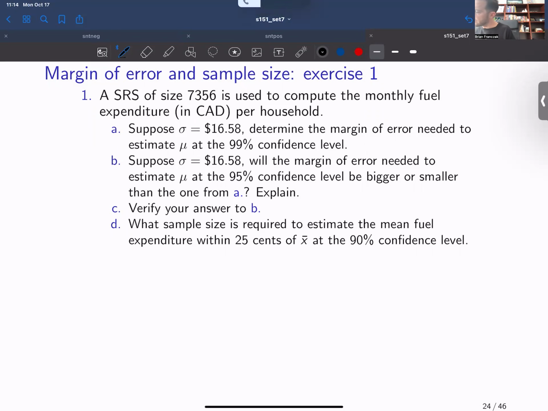Okay, so we have here part A. An SRS of size 7,356 is used to compute the monthly fuel expenditure in Canadian dollars per household. Suppose sigma equals $16.58. Determine the margin of error needed to estimate mu at the 99% confidence level. Technically, this is more or less the same procedure that we would undertake with a confidence interval, in that in order to use these margins of error, we have to check off those same assumptions.